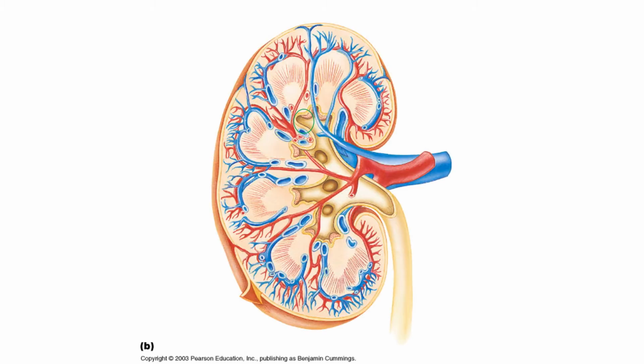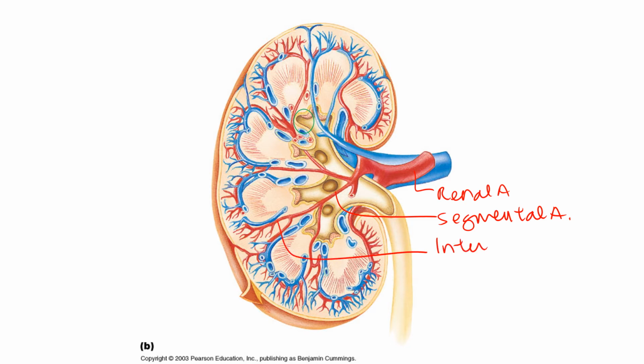Let's now talk about items that are filtered and reabsorbed. We're going to use bicarbonate ion as our example. Well, we're going to pass through the renal artery first, next through the segmental artery. What's next? Interlobar artery.